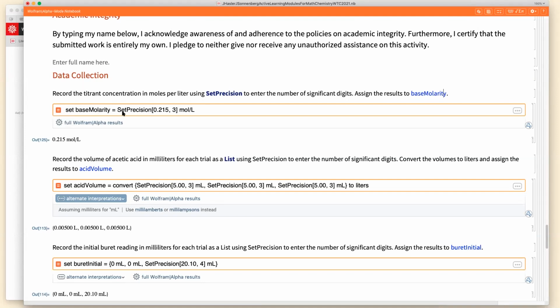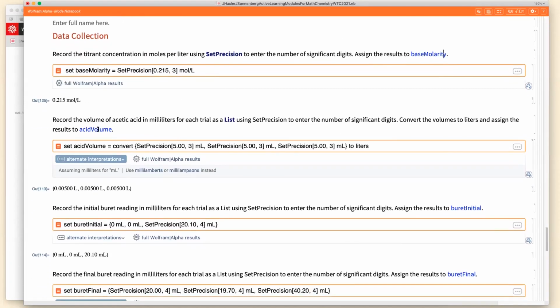Now, if you haven't worried about precision in Wolfram Language before, SetPrecision is one of the ways to set the number of significant digits. And we can combine that right with the units, and you'll notice that it's immediately parsed all together. Then we would go and collect the different acid volumes in milliliters. And again, we can create a list and we can do a conversion all in one fell swoop. So we can put in our milliliters, convert that to liters, and set the precision. And that's carried right through all in one.